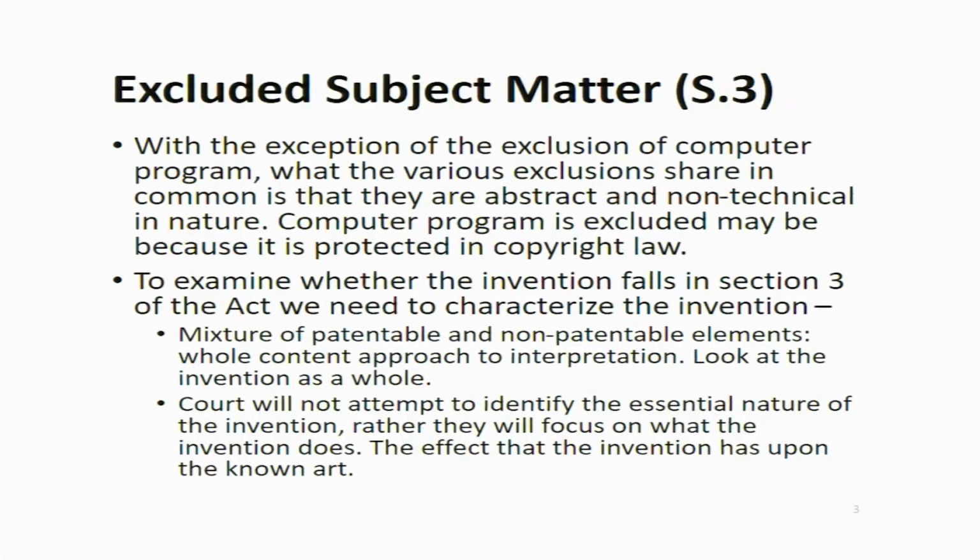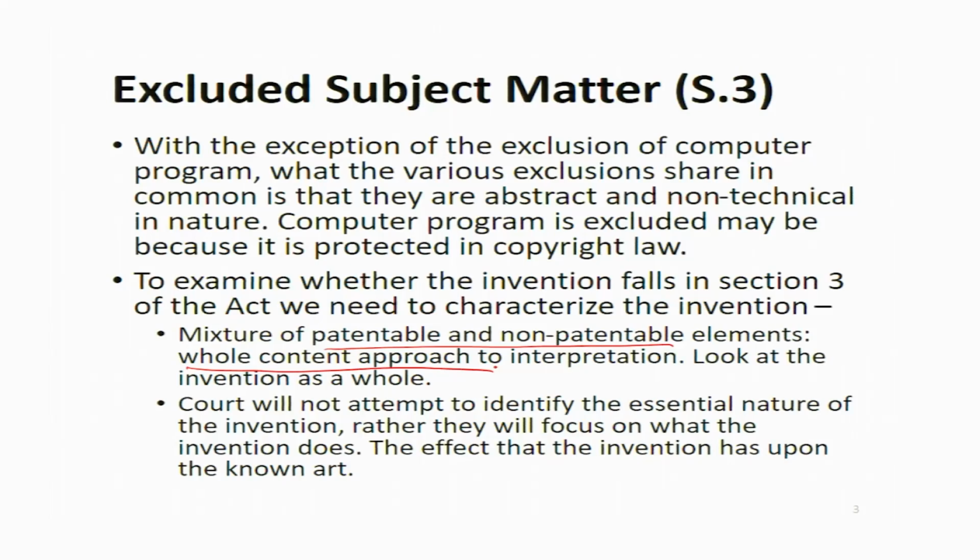The first thing is how to determine whether the invention falls in section 3 or not. How to determine whether an invention falls in the list of excluded subject matter or not. If the invention has aspects which are patentable as well as non-patentable, a mixture of patentable and non-patentable elements, we are trying to understand whether the invention is excluded from patenting by virtue of section 3. How do we decide it? First, we will have to interpret the invention. And how do we interpret the invention?